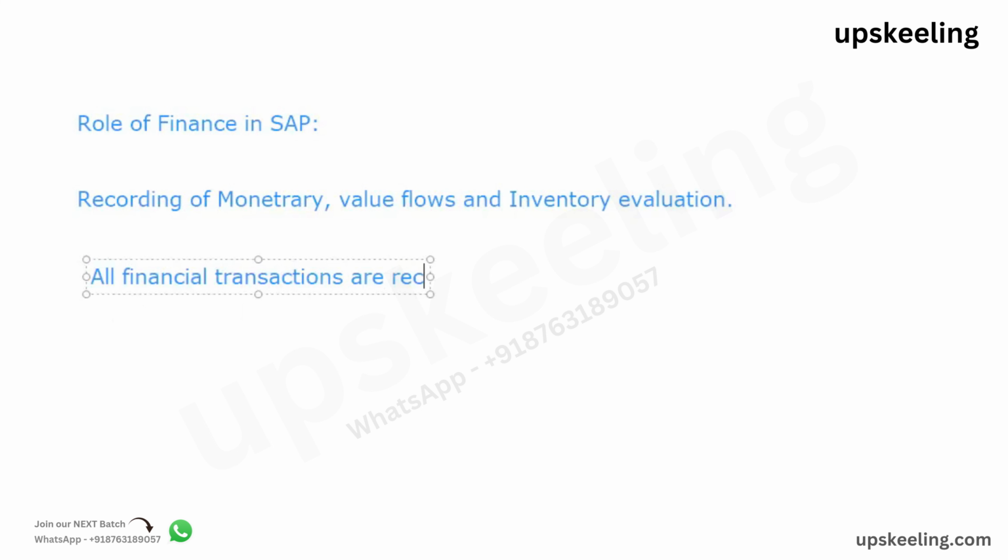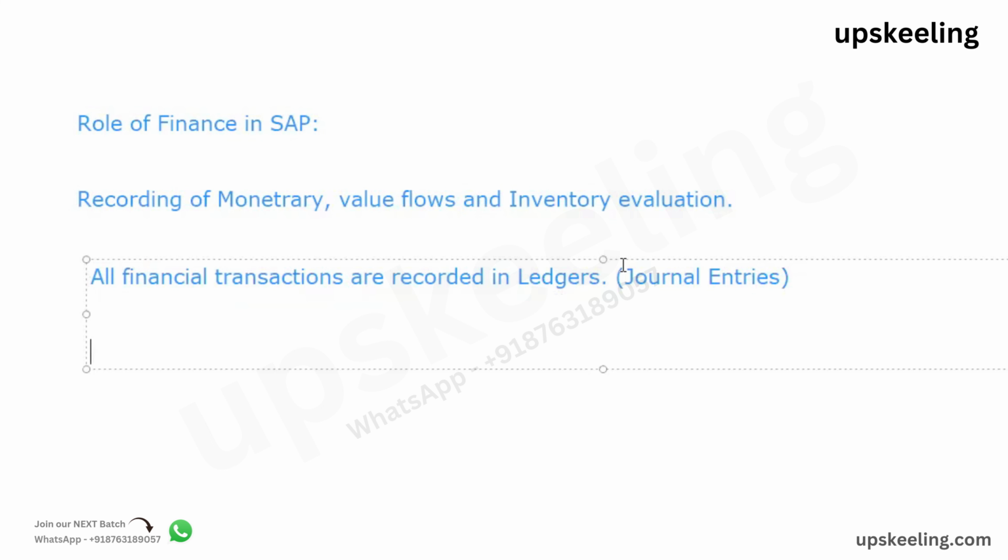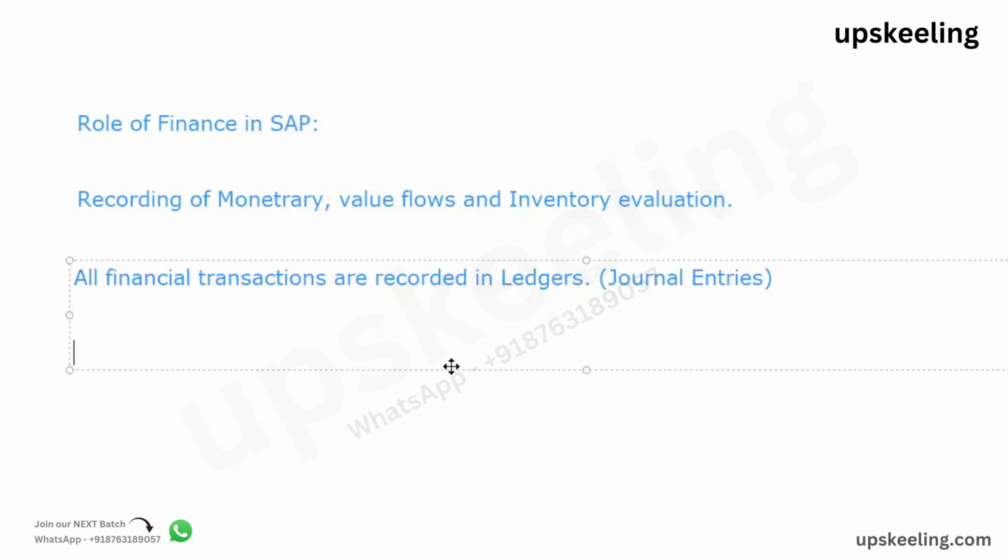are recorded in ledgers. These ledgers will contain different journal entries. Now, depending upon my organization, I want to record different transactions in different books. I don't want to mess it up. I don't want to record all the transactions and put them in one place. I will record them differently.